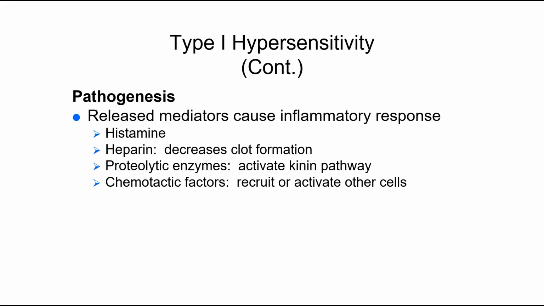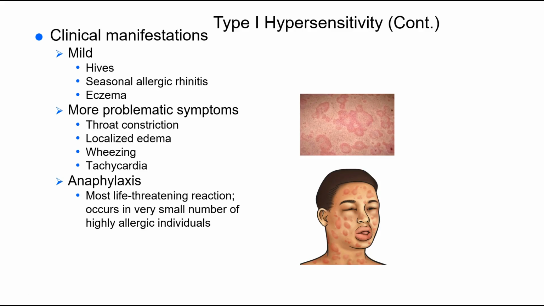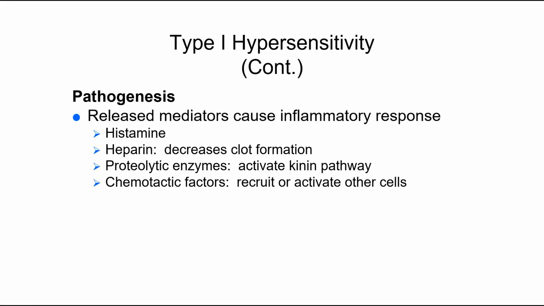Now, I want you to remember that allergies are on a continuum. They can be anything from mild, like I just need a daily allergy spray and I'm fine, or it can be life-threatening. Anaphylactic shock is a hypersensitivity reaction. It is a type 1 hypersensitivity. This is a response to an allergen. And again, it's very rare. It occurs in a very small number of highly allergic individuals. But it is going to initiate all of these inflammatory responses, and it is going to use chemotactic factors to recruit cells. Histamine is part of this pathway as well.